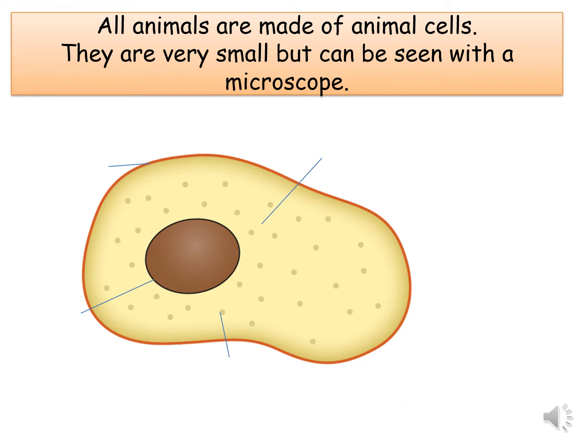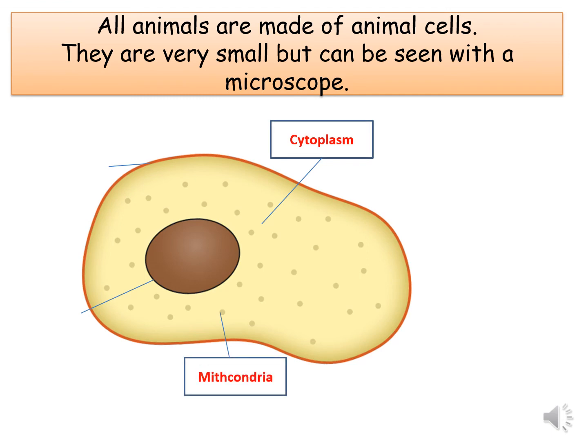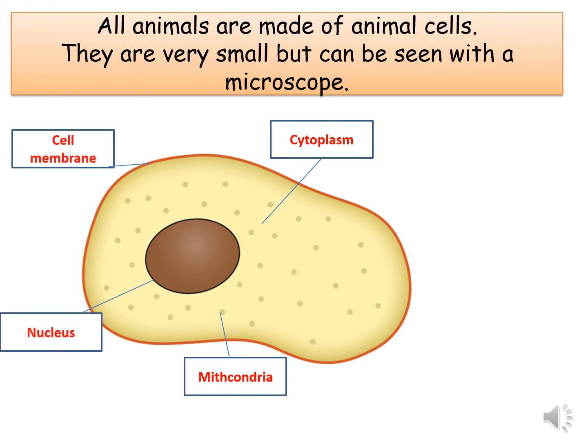Let's see, which ones did we get right? So first of all, you have a cytoplasm. Then you have the mitochondria. You also have a nucleus. And you have a cell membrane. Now we will look at the functions of these different components.